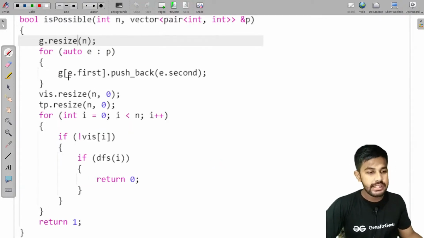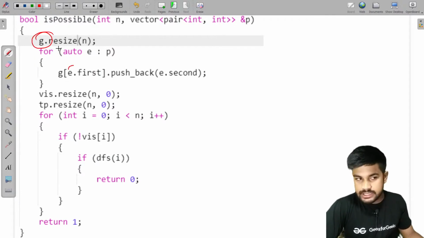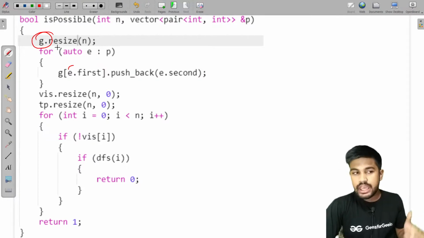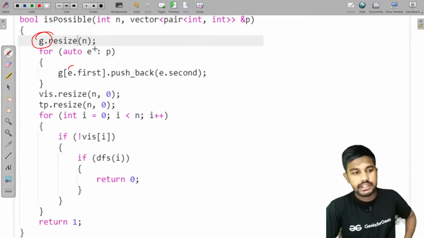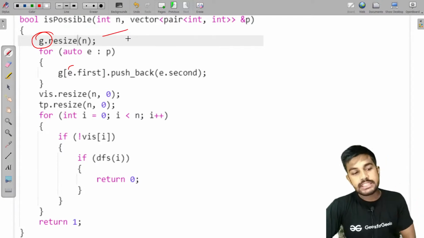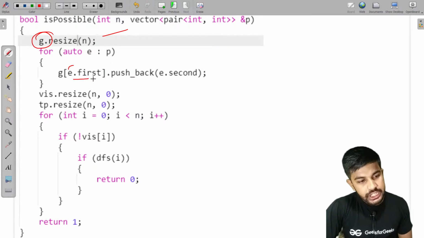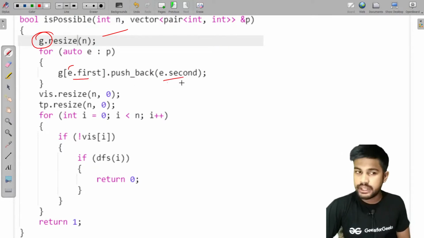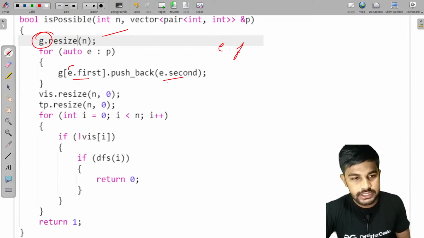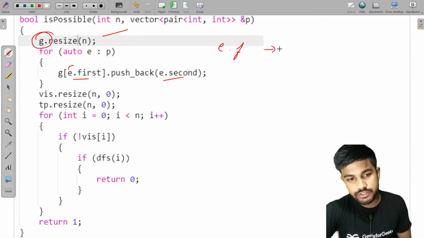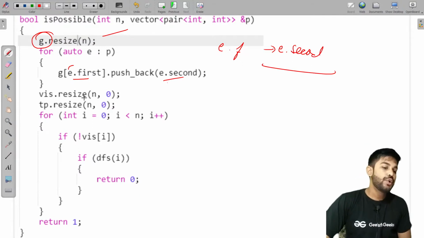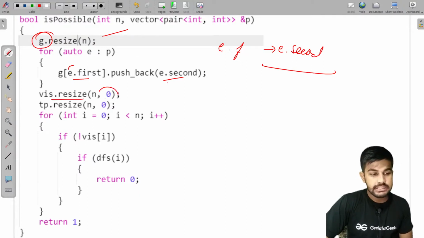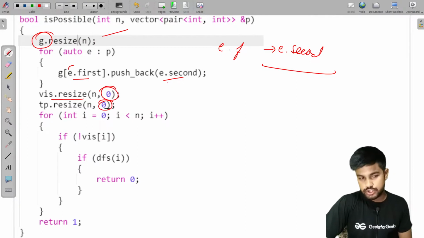So what we are doing is we are increasing the size of the graph. Okay, as usual I am a very big fan of declaring global variables. I have already declared it. I'm just resizing it, and next what I am doing is pushing e dot first to e dot second. What does this mean? This means that e dot first is having a relation with e dot second. Good to go. So now we are initializing the visited array as 0, false means, and the temporary array also false.